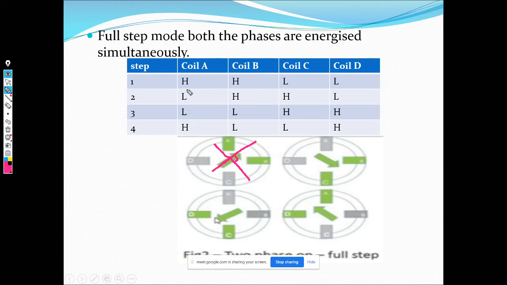And how do you charge it? It's like this, right? Coil A and B will be charged first, and then you'll energize coil B and C, and then C and D, and then D and A. With this you have completed one full motion in full steps. Sorry, everything is a full step here.